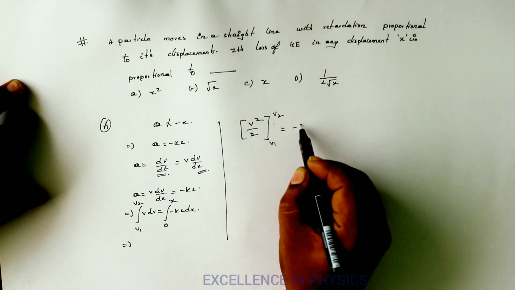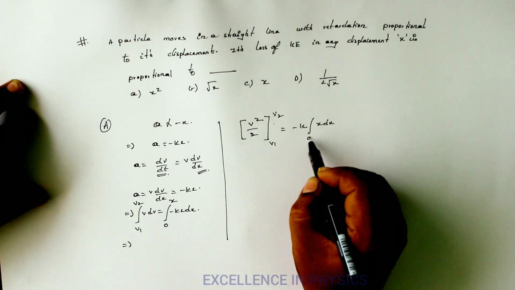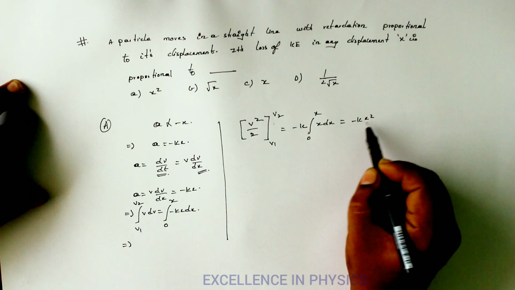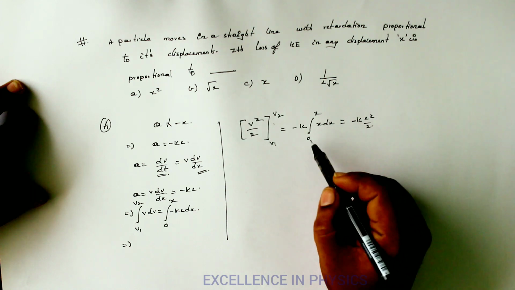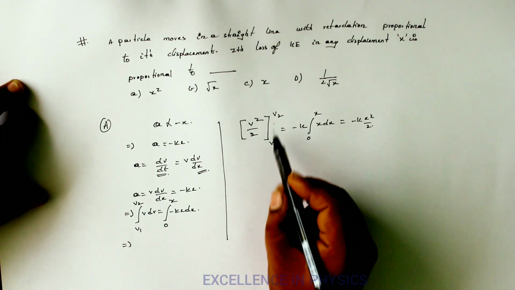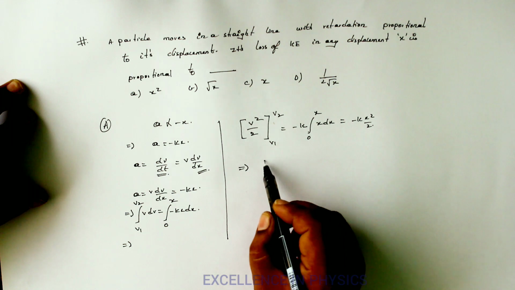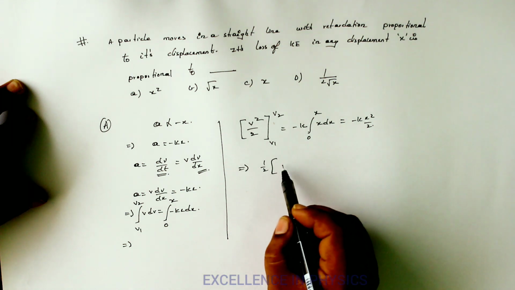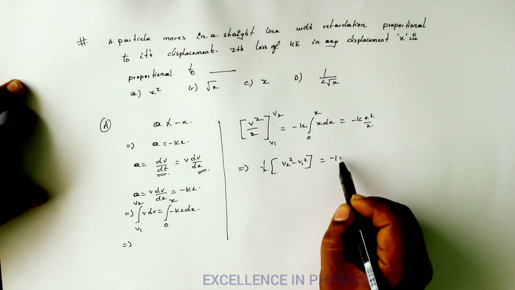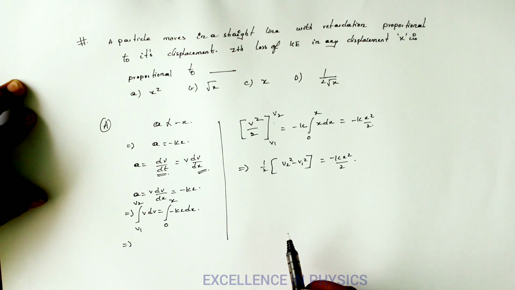This equals minus k, if I take it common, then I have x dx, with limits from 0 to x. So this value equals minus k x square divided by 2. If I substitute the limits, I get half, taking it common, v2 square minus v1 square equals minus kx square divided by 2. So I got the equation up to here.